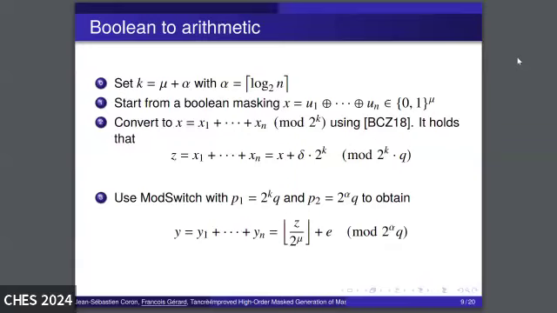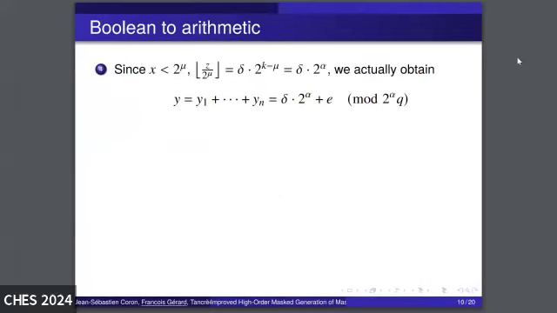So when you do this integer division, the x part will actually vanish. And what you will have is just the delta times the power of 2. So just what I said, z is divided by 2^mu, the x vanishes, and now you have a masking of delta shifted by 2^a, plus an error that appears because of the modulus switching, but the error is small, so everything is good. And this is modulo 2^alpha q.